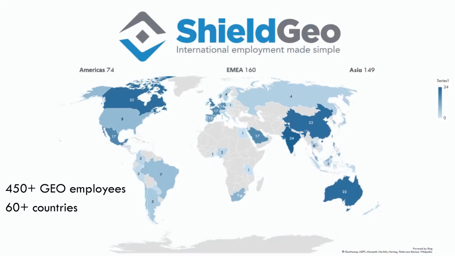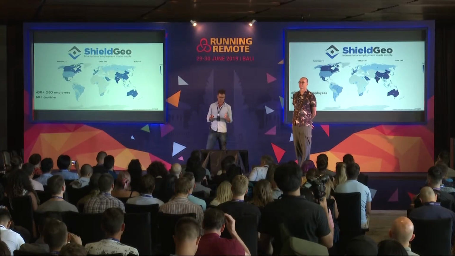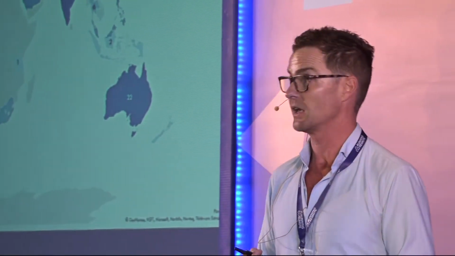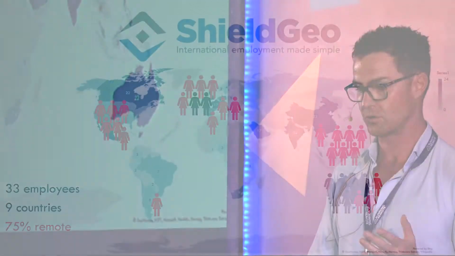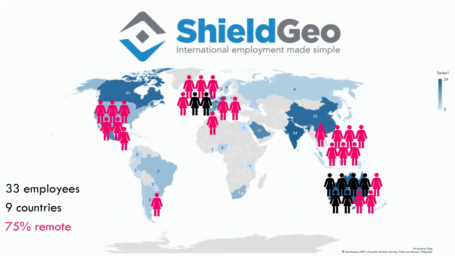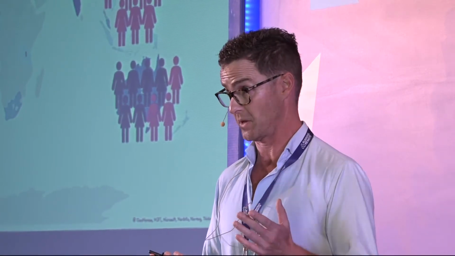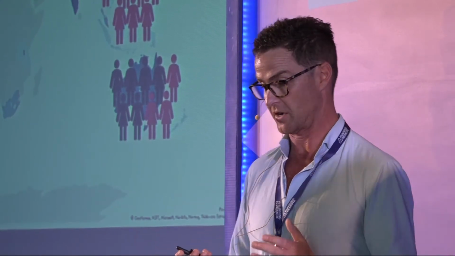So we employ people on behalf of our clients around the world. We're currently employing 475 people as of yesterday for our clients in over 60 countries. We're not actually here to talk about how we service our clients. We're here to talk about how we've gone about it as a company internally. We not only support our clients' remote staff, but we do the same thing ourselves. We employ 33 people internally around the world, in 9 countries, 75% of which are remote.